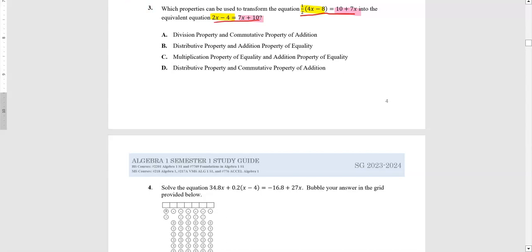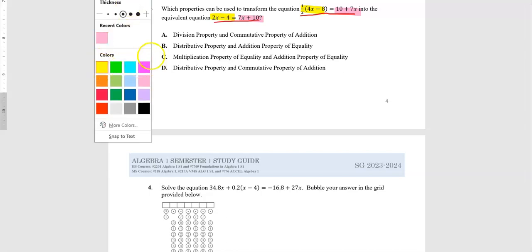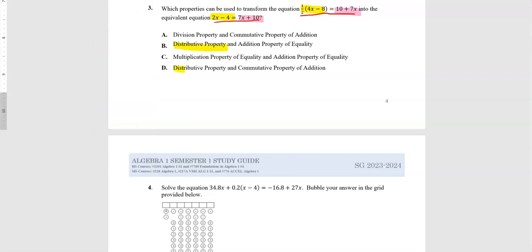If I take a look at my options here, you should see that I'm going to do 1/2 times 4x. I'm going to distribute. So our options right now would be B or D, the distributive property. If I distribute out the 1/2, I'm going to get 2x minus 4. On the right-hand side, you can see that the 10 and the 7x are just flip-flopped in each of these.